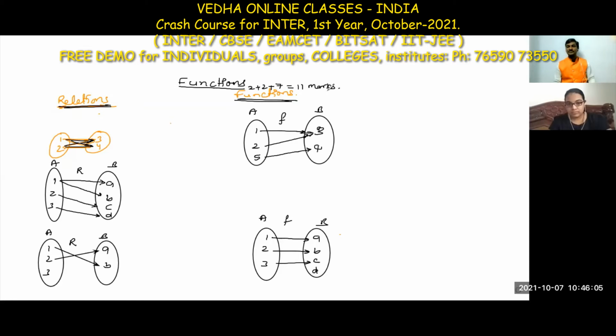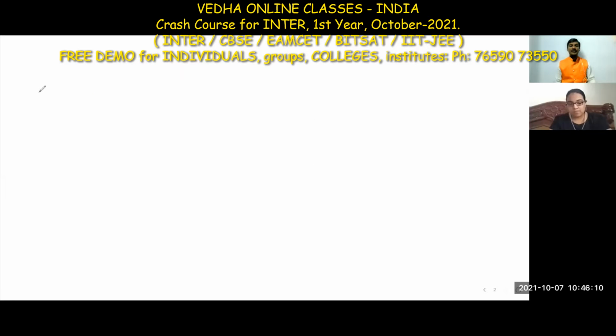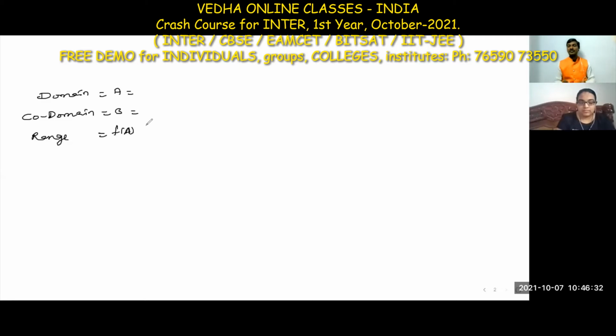Yesterday we discussed domain and range also. What is domain? The first set of elements is called the domain. What is codomain? The second set of elements B is called the codomain. What is range? The mapped elements of A, the images in the function, that is f of A, are called the range.